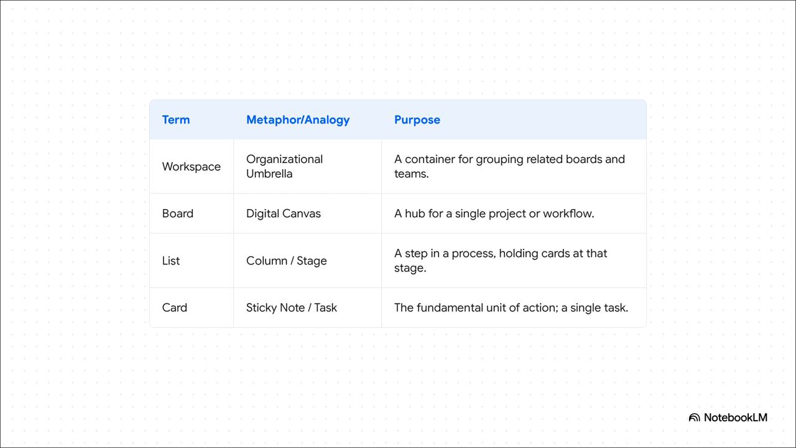So way at the top, you've got your workspace. Think of that as the big umbrella for, say, your whole department. Under that umbrella, you have boards. A board is like the digital canvas for one single project. On that board, you've got your lists. Those are your columns, the stages of your process. And then finally, you have the cards. Those are the sticky notes, the individual tasks themselves.